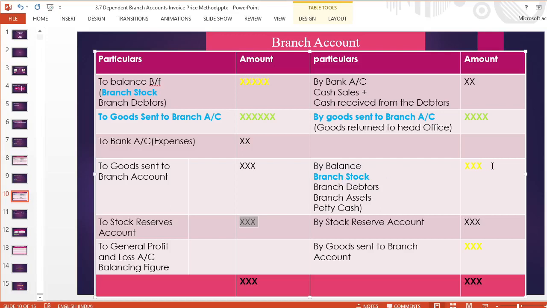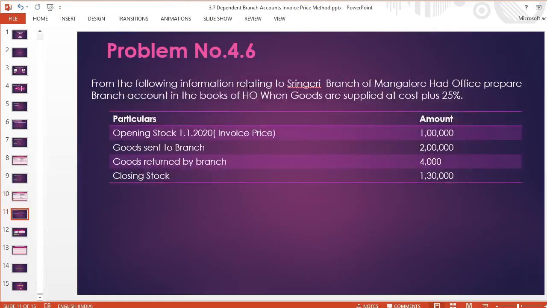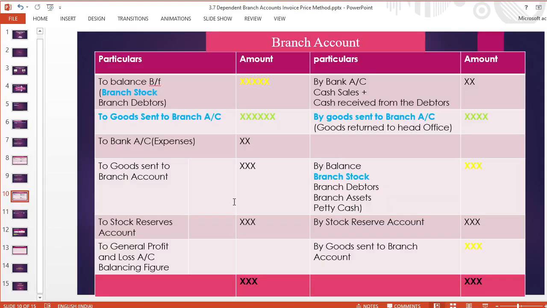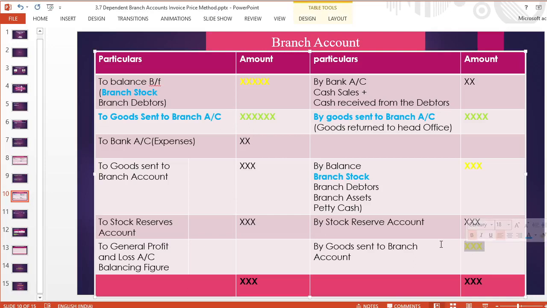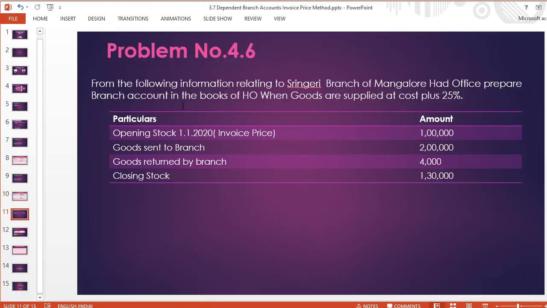The branch stock is recorded on the credit side, closing stock. So loading charges on this is recorded here, debit side. The loading charges will get cancelled. So like this, we have to cancel the loading charges in a branch account if the goods are sent to branch at invoice price. So hope you understood the method and here the question is how to find out the loading charges here. So of course we need to cancel the amount, but how to find out the loading charges either in the opening stock or in the closing stock or in goods sent or goods returned. So this we are going to learn in this program.